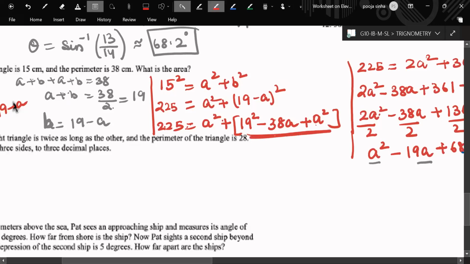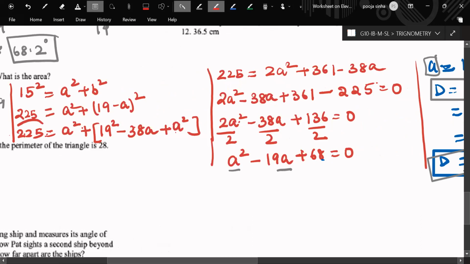Now we open the bracket. It becomes this square plus this square minus 2AB, so that becomes minus 38A. You open the bracket. This becomes 15 square, 225. 2A square, because this is A square and A square. So 2A square, 361, which is 19 square, minus 38A. Now you try to solve for A.